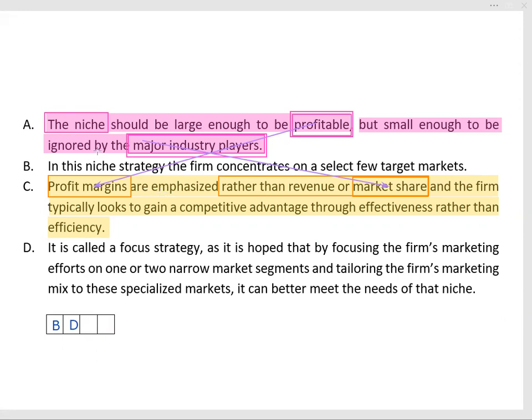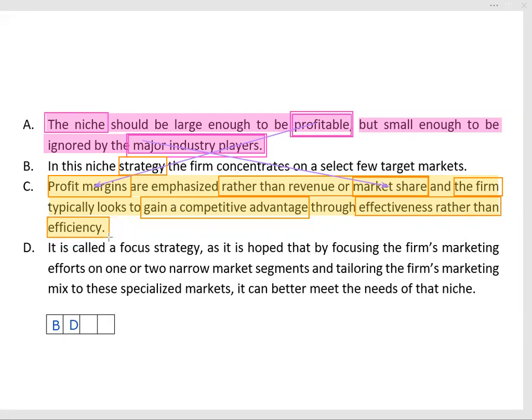So we find that this immediately connects A to C, and A then connects with B and D because A is talking about the niche. When B and D have introduced the strategy, which is the niche strategy or a focus strategy, the niche is the next thing to be explained. Then we say the firm typically looks to gain a competitive advantage. Obviously, it's a business strategy. So clearly for businesses, the primary objective is competitive advantage. But that is done through effectiveness rather than efficiency.